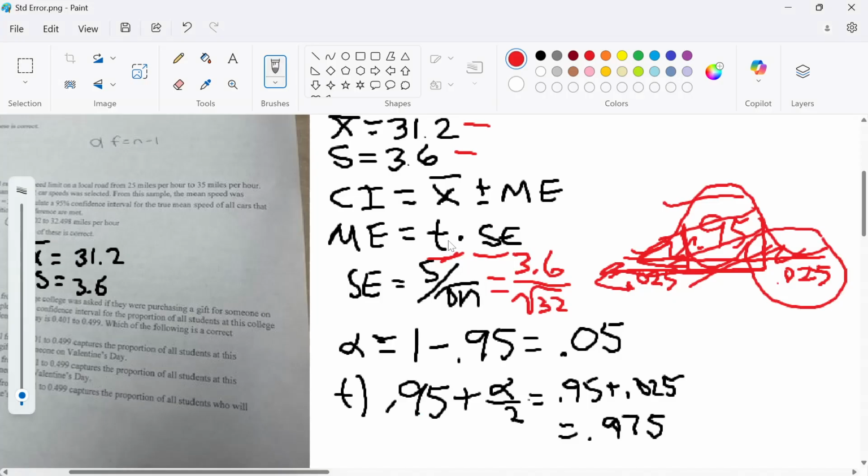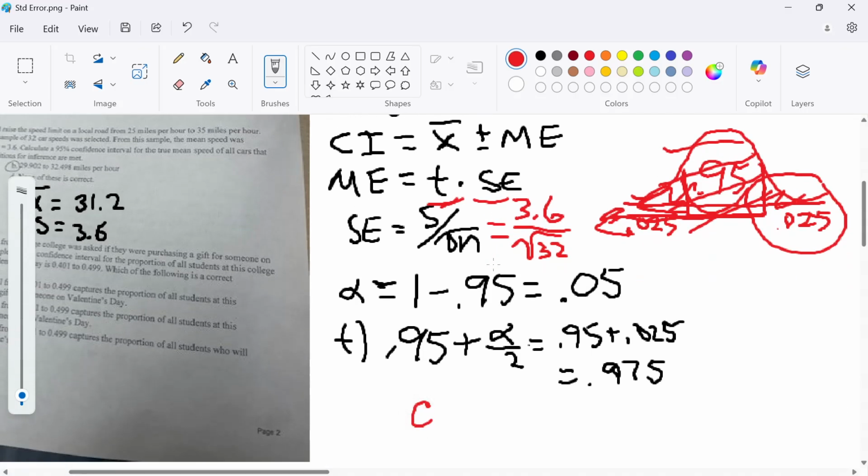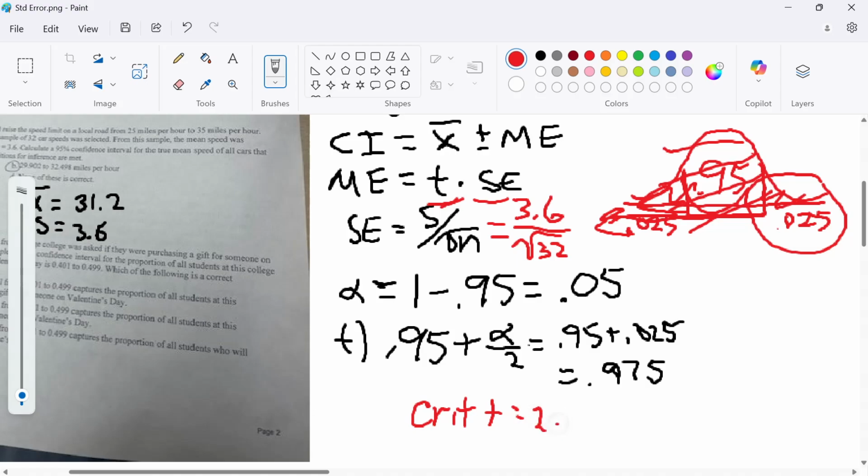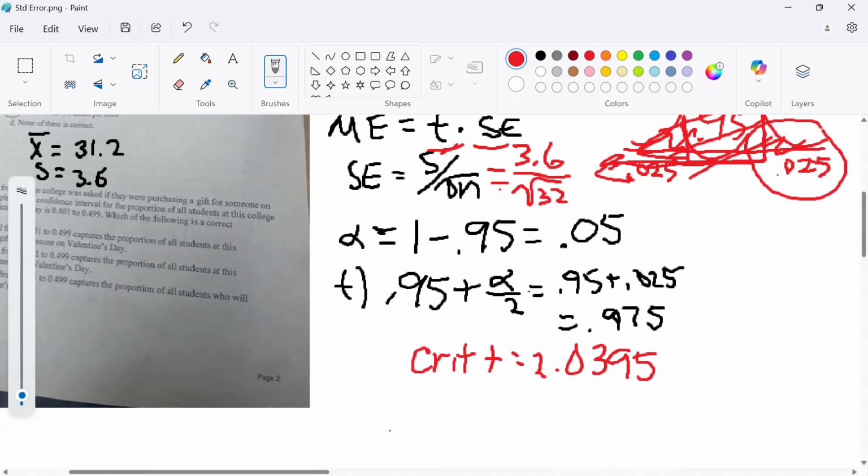2.0395. I can use that whole value, but I'm just going to put my critical t equals 2.0395. Okay, now I need my margin of error. Margin of error is that t-score, 2.0395, times my standard error, which is 3.6 over square root of 32.